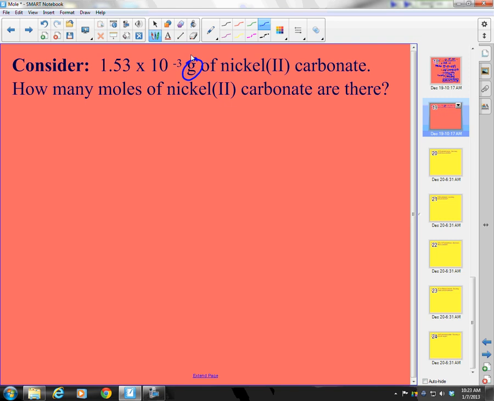Once again, I'm going from grams to moles. So grams to moles, what do I need to do? I need to divide by molar mass. I need to figure out the molar mass of nickel 2 carbonate. Nickel 2, that means it's Ni2 plus. Carbonate is CO3 2 minus. Oh, that's easy. Too easy, Mr. Smith. You're right. It'll never be this easy on a test.